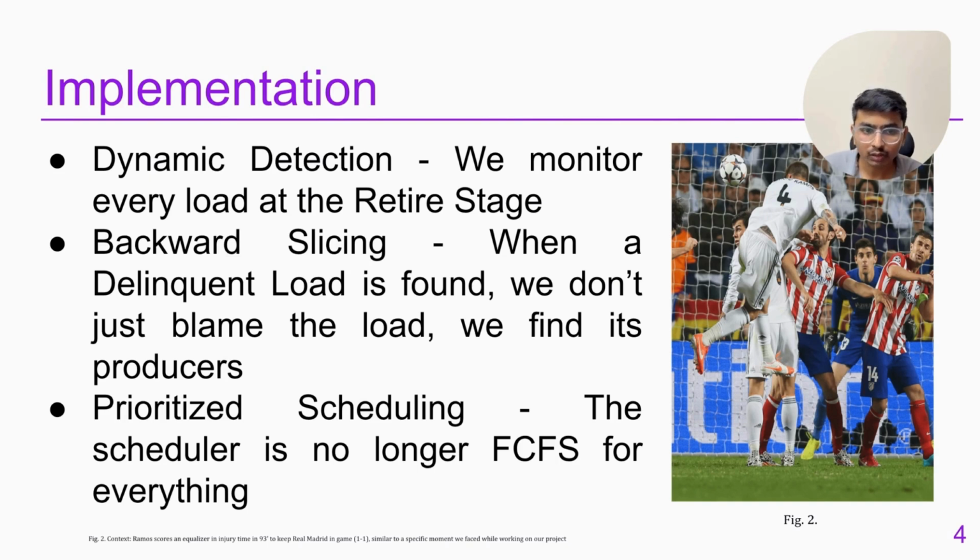First is dynamic detection. We monitor loads at the retire stage to catch instructions that are stalling the team. Second, backward slicing. When we find a delinquent load, we don't just blame that instruction. We track back to find its producers, the teammates who set up the play. Then prioritize the scheduling. Once identified, the scheduler stops doing first come first serve for everything and fast tracks the critical path. Now I will hand over the presentation to my teammate Angshuman.